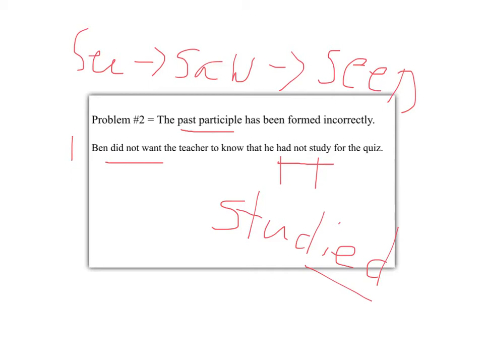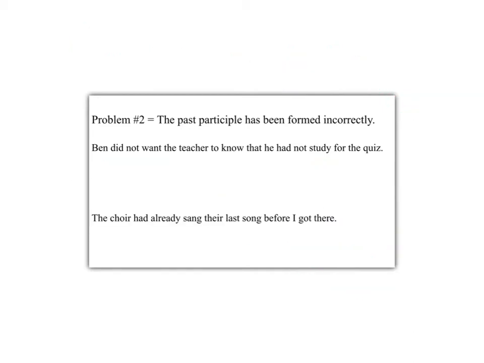This is often very common in regular verbs. In spoken English, it's not always easy to hear that -ed ending. However, in written English, it still always needs to be there. When you have the past participle, you still need that -ed for the regular form. Here is another example sentence. "The choir had already sang their last song before I got there." Again, it is using past perfect, but sang is not the past participle, it's the past tense. So you need sung. The choir had already sung.